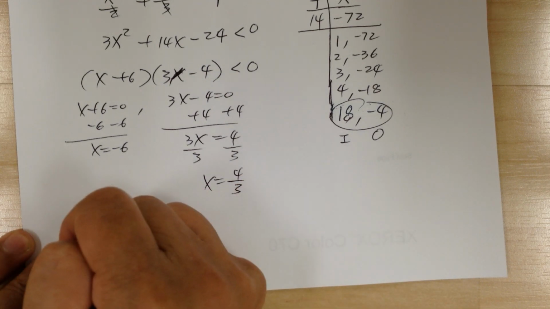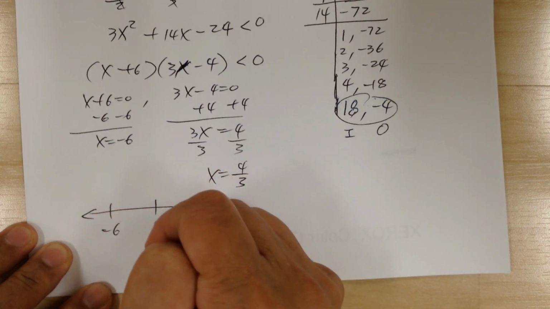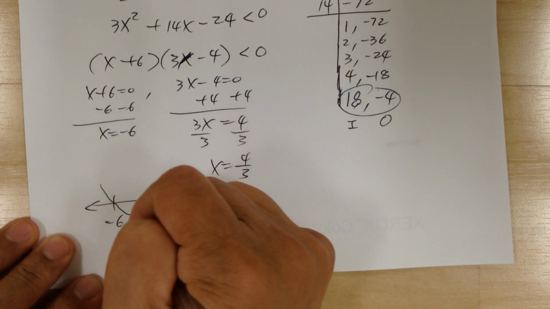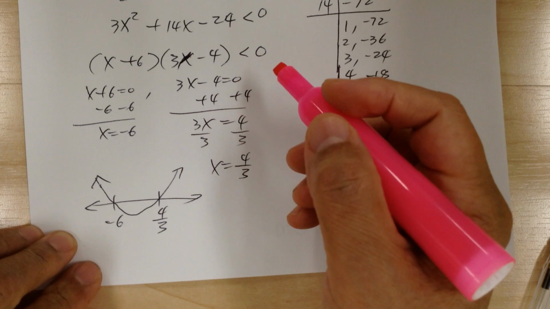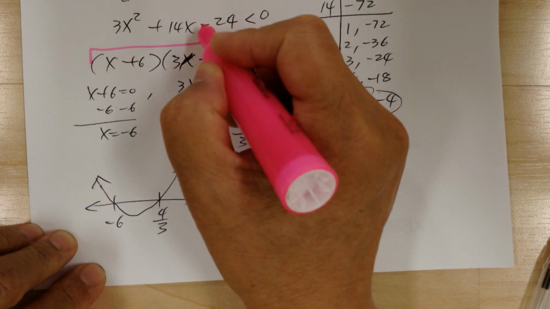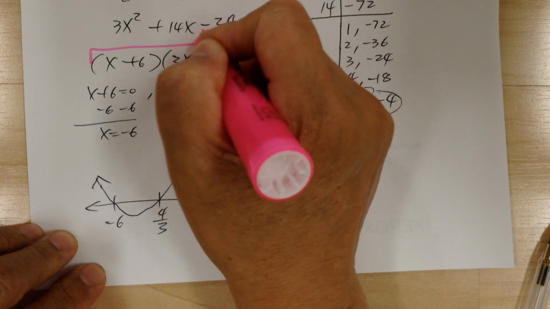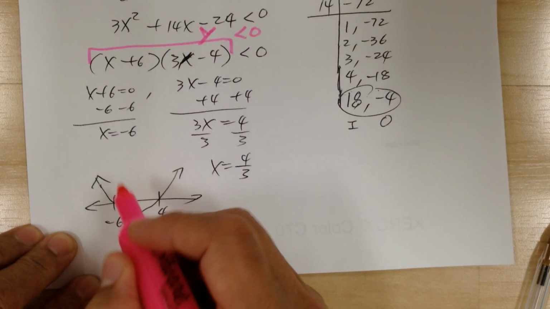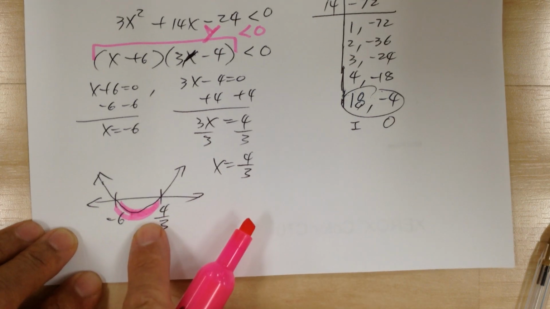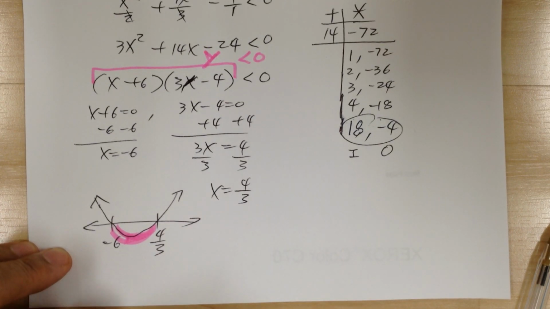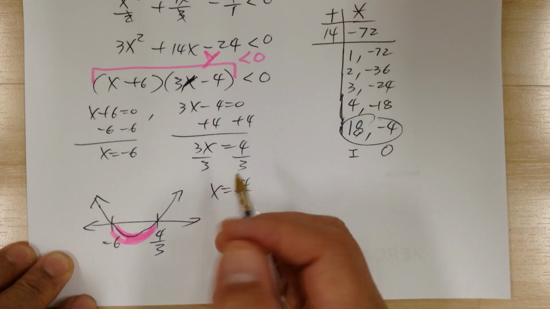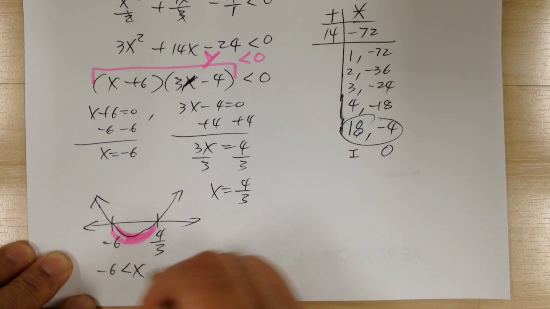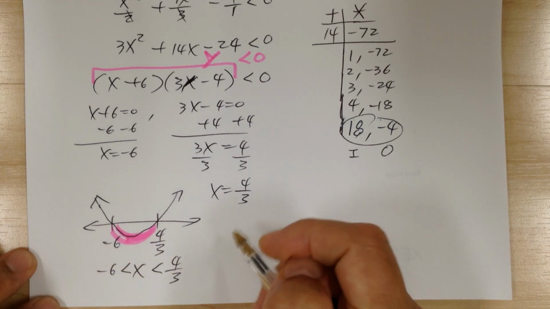Okay, so when you sketch, you got negative 6 and you got 4 over 3, and the graph is going to go like this. Now your next step is you have to look at which part you need to get. Remember, this is your y. So you're looking at y less than 0. So y less than 0 is this part right over here, the bottom part. So this is the part you need to get. And again, you have to switch back to x. So it'll be negative 6 less than x, less than 4 over 3. Okay, and that would be the answer.